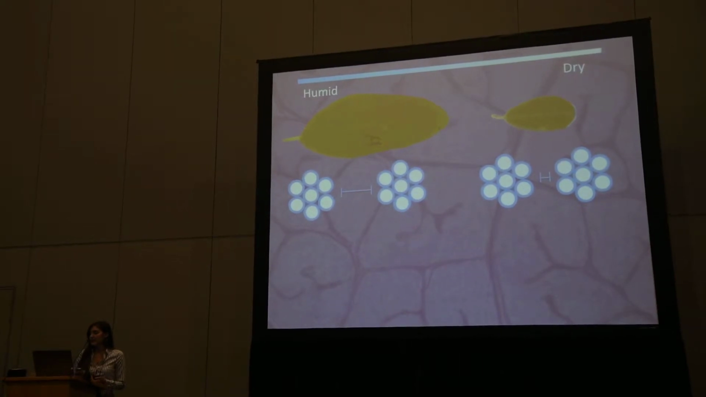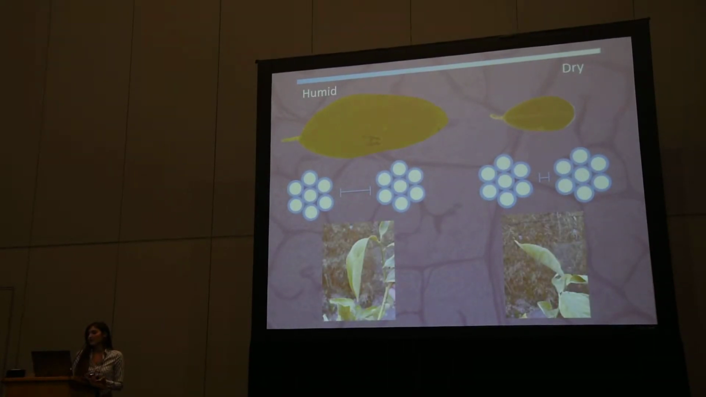And finally, we might use this trait, turgor loss point, as a predictor of drought tolerance. Turgor loss point is just the water potential at which the plant wilts, and it's determined by the saltiness of plant cells. So plants with a more negative turgor loss point are more drought tolerant. That's also been found across species: plants with a more negative turgor loss point can maintain stomatal conductance, and thus photosynthetic function and growth, even in dry soils.